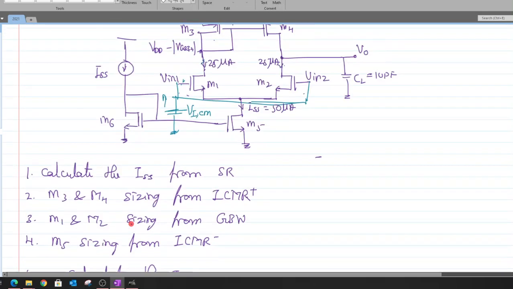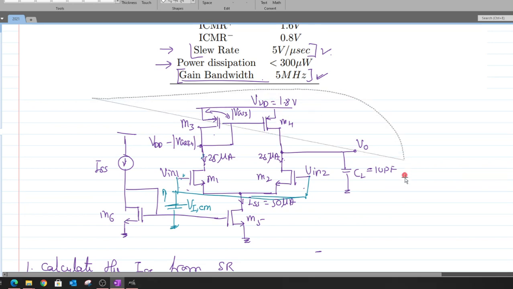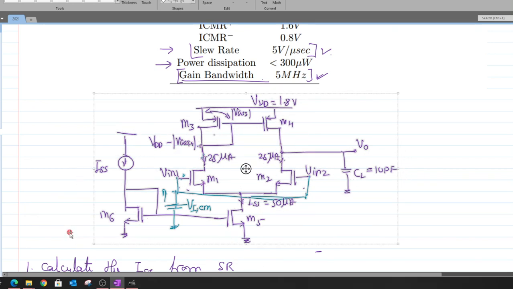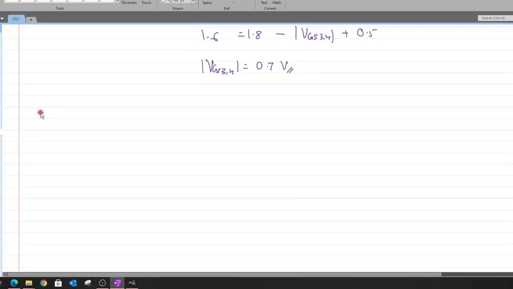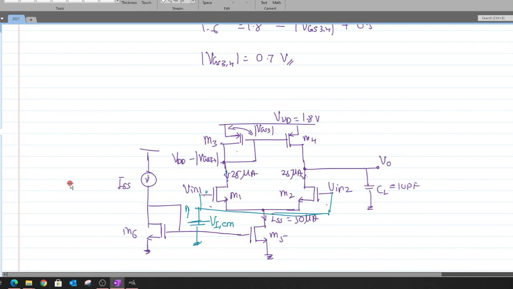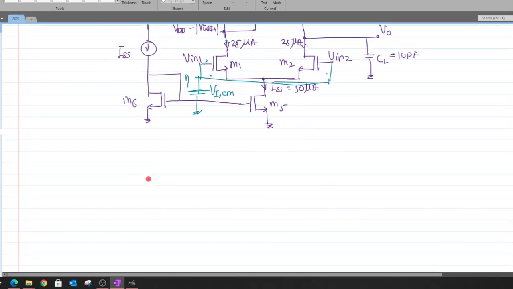Once I get the value of VGS3,4, I know the current that is flowing through M3 and M4. Maybe I'll copy this structure so that I don't need to keep moving across the pages. We know the currents flowing through M3 and M4, and we also know VGS3,4. Since all of the transistors are in the saturation zone, we can use the saturation current equation to calculate the W/L aspect ratio of M3 and M4.